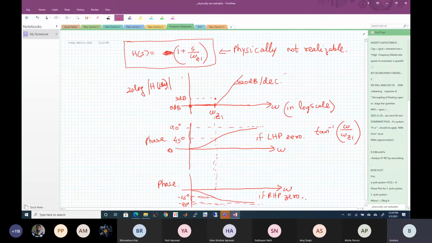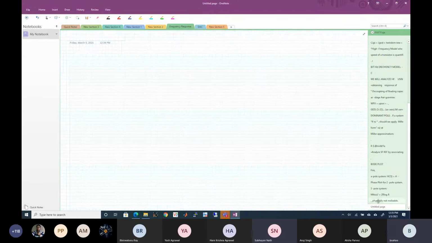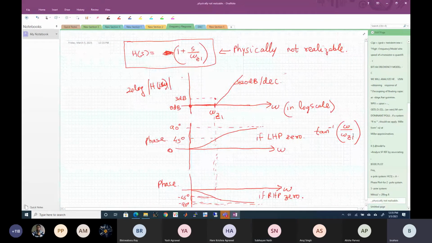Any questions on this? Okay, can you please once more say what is a left half plane and right half plane zero? It means the real part of omega z1.